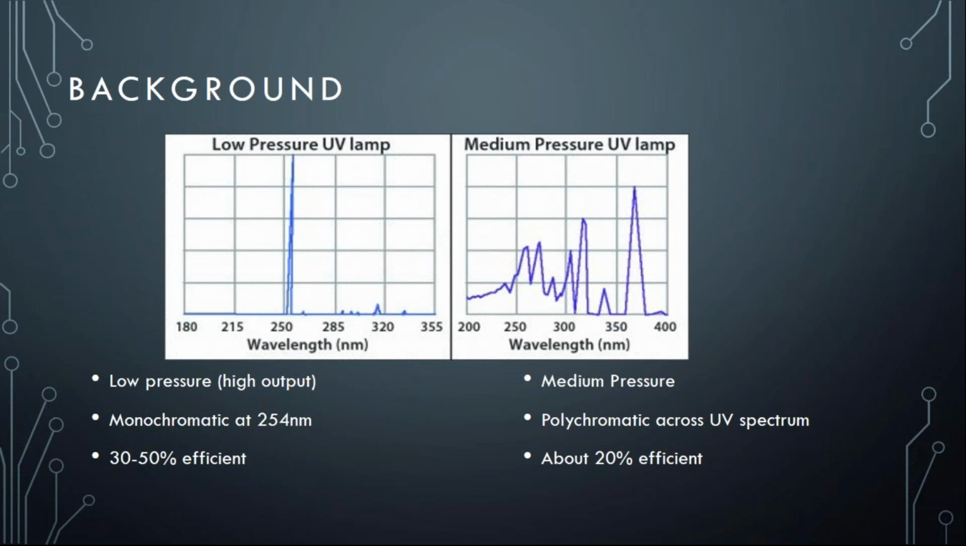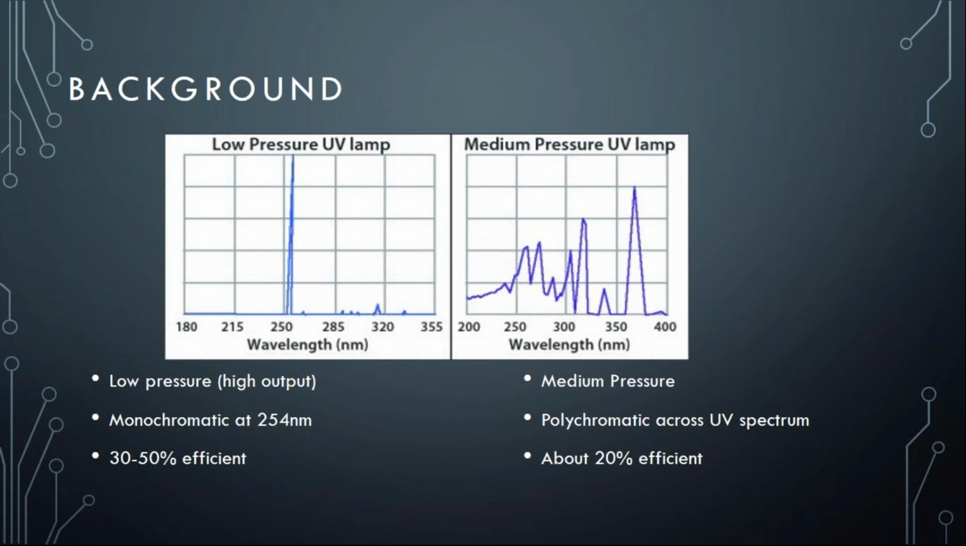So in general, there are 2 different types of UV systems. There are some other emerging technologies like LEDs and such, but the major market players are low pressure and medium pressure. And the distinct difference between the 2 is that low pressure is monochromatic, meaning that across the UV spectrum, across the UV wavelengths, it only emits a high output of irradiance at roughly one wavelength at 254 nanometers.